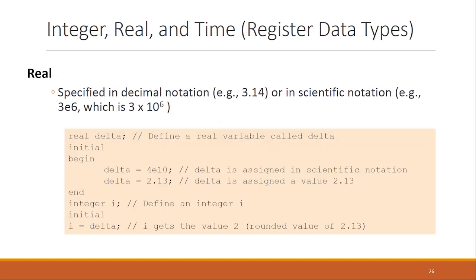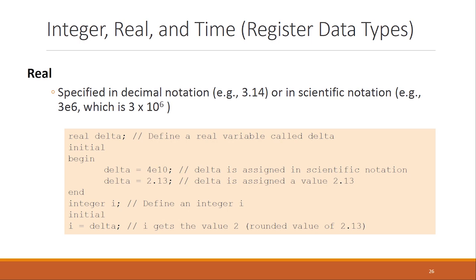And there's a real data type available in Verilog. This can be used to specify a number in decimal notation or in scientific notation. Some things like 3.14 and 3 into 10 to the power 6. So things like that you can use with the real data type.